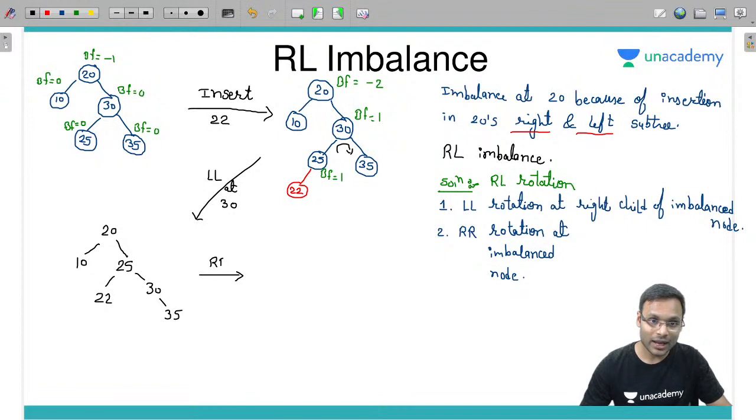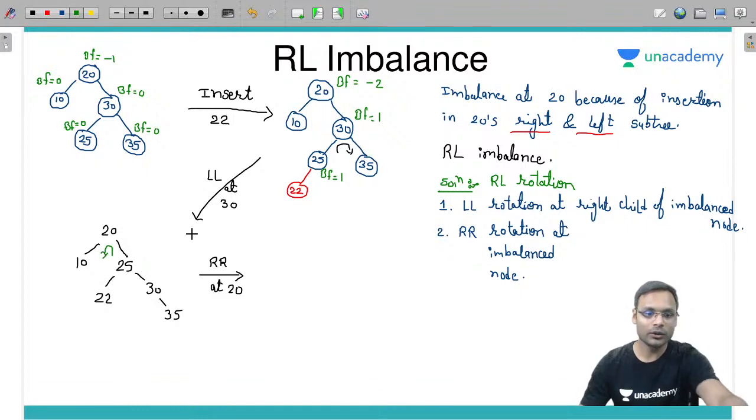Now you apply RR rotation at imbalanced node 20. RR rotation at 20. Rotate it this way. If we rotate the tree this way, the final tree we will get is this. 25 will be the root. Its left is what? What will come on the left of 25?